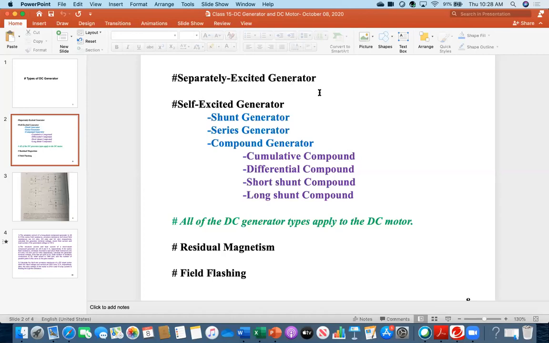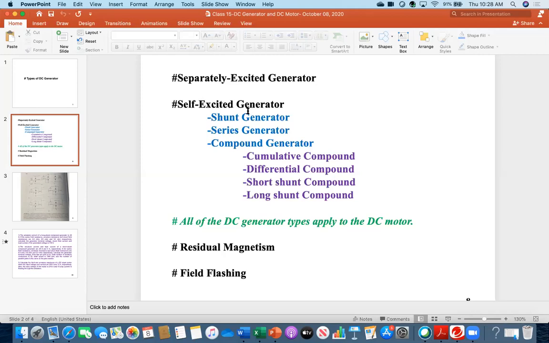Soon I'll show you through a diagram. Self-excited means you don't have any extra source. First, you have to generate voltage and then use that generated voltage, which is why it is called self-excited. Under this umbrella of self-excitation, there are several generators. One is called the shunt generator, which means the field circuit is in parallel to the armature.